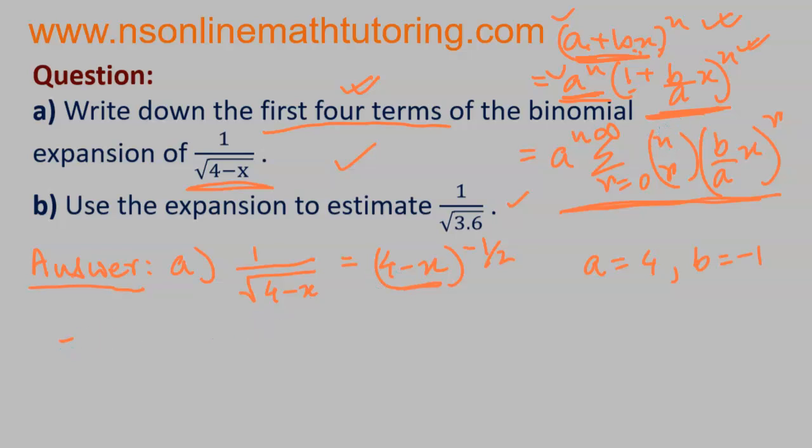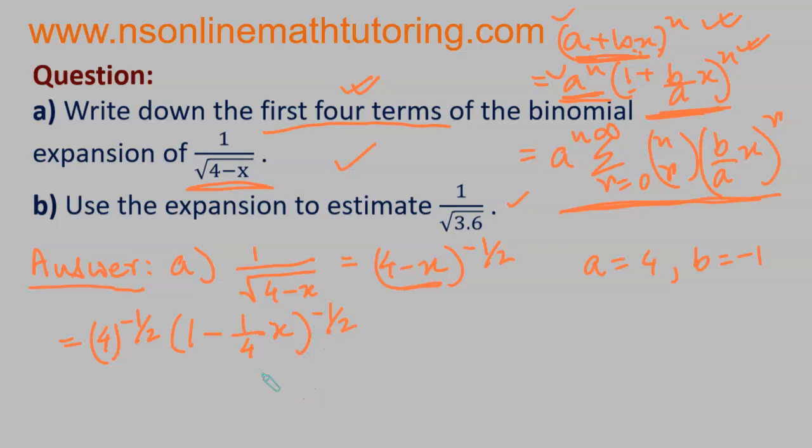So this is equal to a raised to the power of n. A is 4. So 4 raised to the power of -1/2, and it will be 1 plus, it is -1, so b is -1, so I am writing minus. So 1 over b over a. So a is 4, so it is 1 minus 1 over 4 times x raised to the power of -1/2.